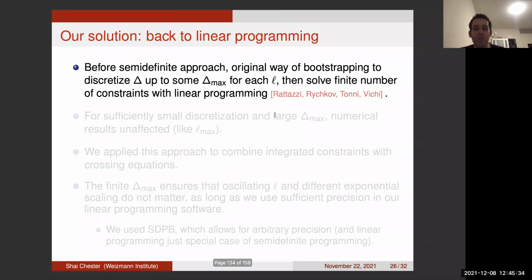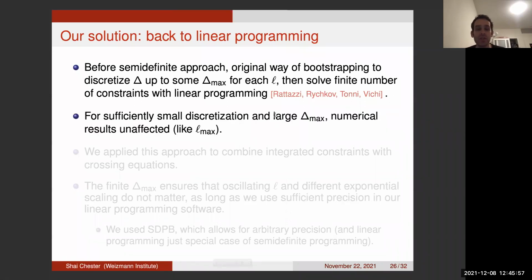So instead, the way we got around this is that we went back to the original bootstrap approach in Slavo's original paper with these collaborators. Before people started doing semi-definite programming, the original way of bootstrapping was just to discretize delta up to some delta max for each spin. And then you just have some finite number of constraints, which you can solve with linear programming. So it's kind of more simple-minded than trying to do this fancy semi-definite programming.